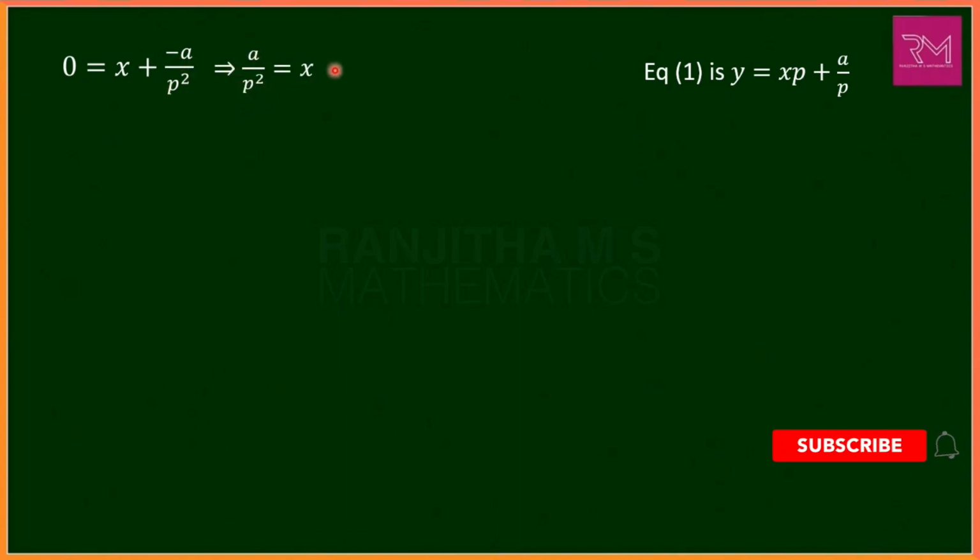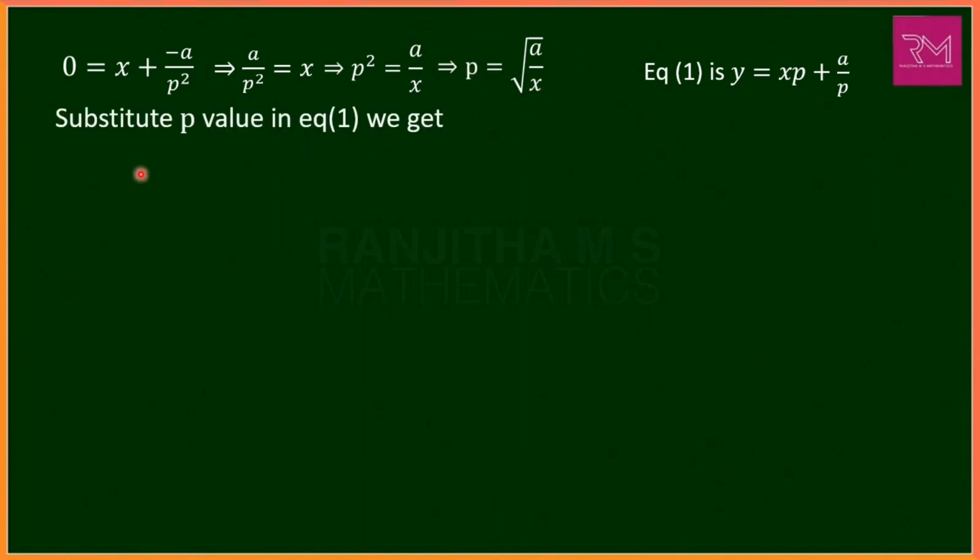If we take this p square to the right hand side and x goes to the left hand side, we get p square is equal to a by x, or we get the value of p as square root of a by x. So if we differentiate equation 1 partially with respect to p, we get p is equal to square root of a by x. Once you obtain the value of p, we have to substitute this p value again in equation 1. Equation 1 is y is equal to xp plus a by p.